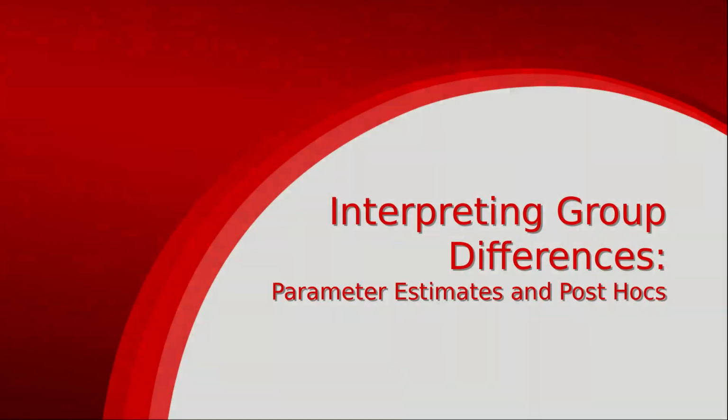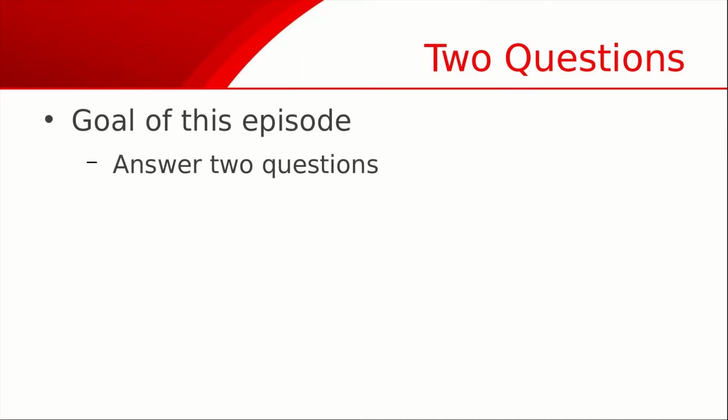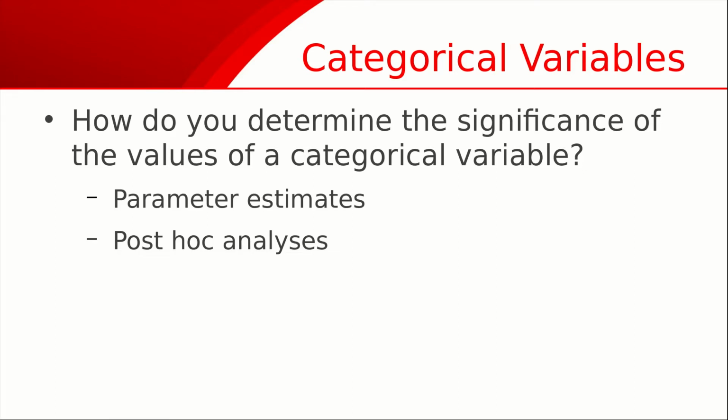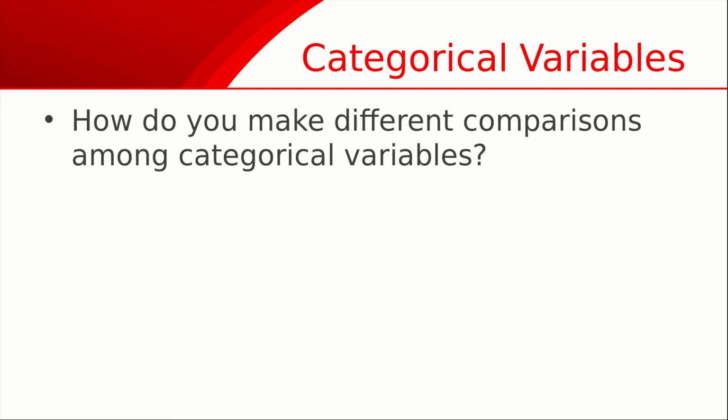In this episode, I want to talk about interpreting group differences by using parameter estimates and post-hoc analyses. And there are two questions I want to answer. The first is, how do you determine the significance of the values of a categorical variable? And you do it by looking at the parameter estimates and the post-hoc analyses. The second is, how do you make different comparisons among categorical variables? And you do this by changing the factors coding.